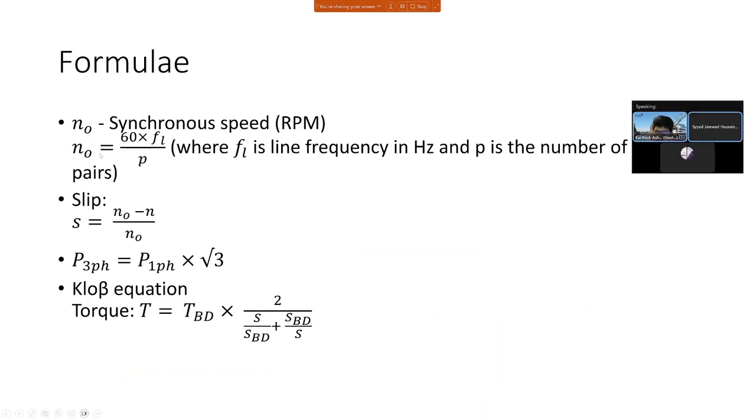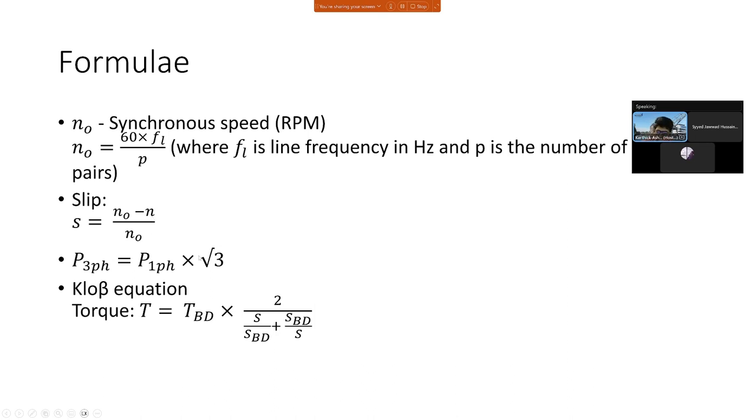So notice one thing. With higher pole pairs, the synchronous speed is decreasing. If you know that your load needs low RPM, go for more pole pairs so that the synchronous speed is lower and closer to your actual required RPM. The slip is defined as (N0 minus N) divided by N0, where N0 is the synchronous speed in RPM and N is the actual shaft speed in RPM.